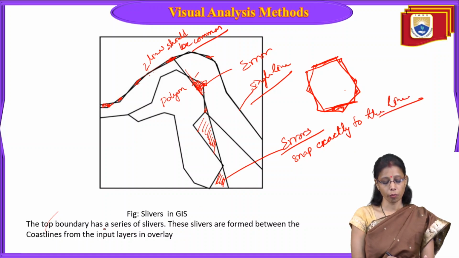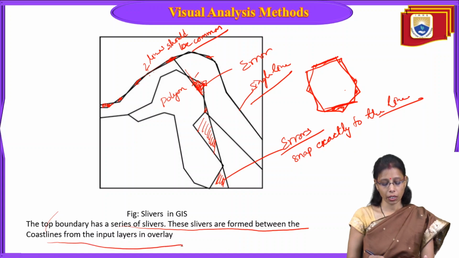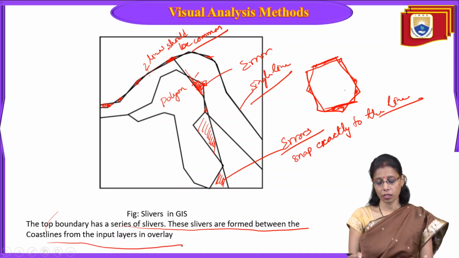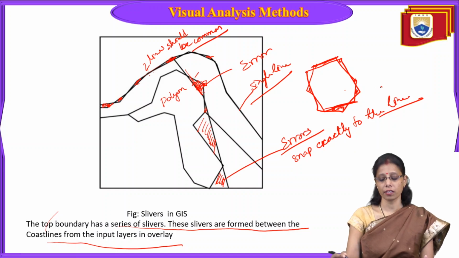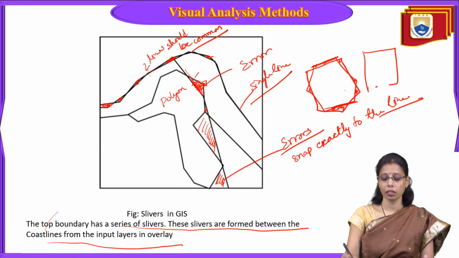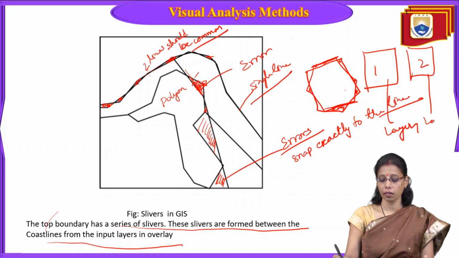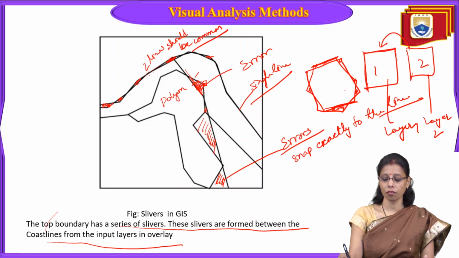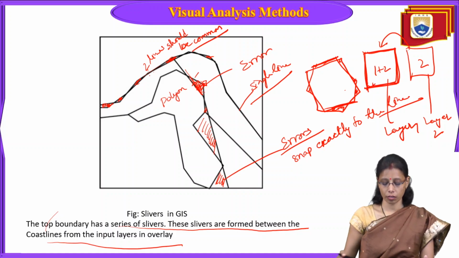So the top boundary has a series of slivers. These slivers are formed between the coastlines from the input layer in the overlay. This happens when we try to overlay two layers. Here is one layer, and this is layer 2. If you overlay them, layer 1 plus layer 2 should fit exactly on this layer. This is called overlaying errors.